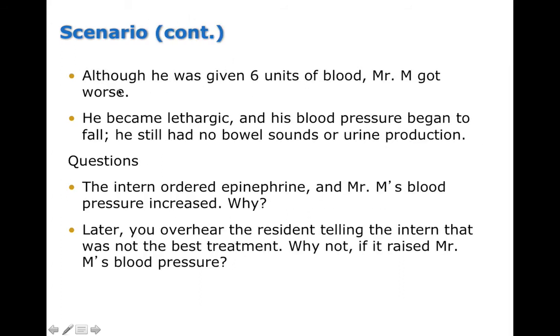This next scenario here says, although he was given 6 units of blood, Mr. M got worse. So 6 units of blood would be like 6 liters of blood. And so that's quite a bit of blood. Now, he became lethargic, his blood pressure began to fall, and he still had no bowel sounds or urine production. The intern ordered epinephrine, and Mr. M's blood pressure increased. Why is this?